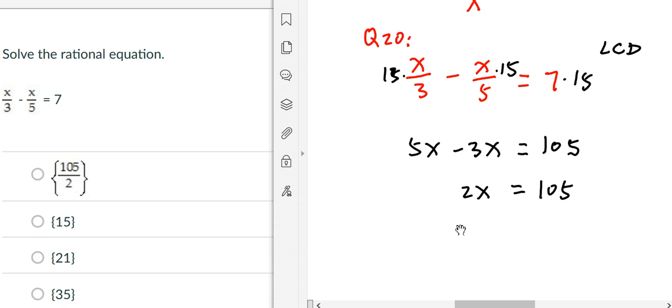Okay, so that's the last question. The solution is 105 divided by 2. Okay, I'll stop right here and see you next time.